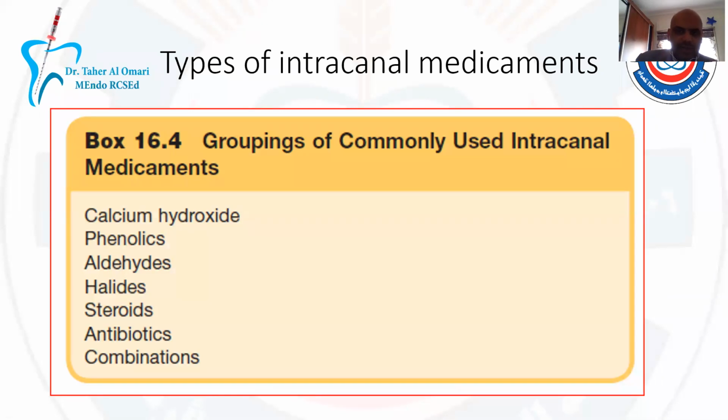What are the types of intracanal medicaments that we use in our facility or all over the world? The first and the most famous one is calcium hydroxide. We have calcium hydroxide either in an aqueous form or in a dry powder form. The other materials are historical materials; we don't use them anymore.